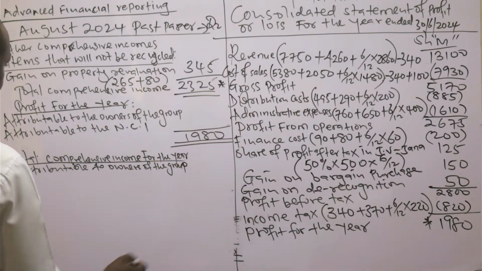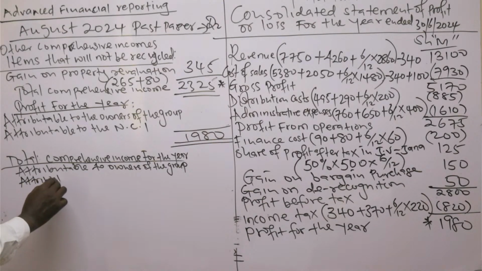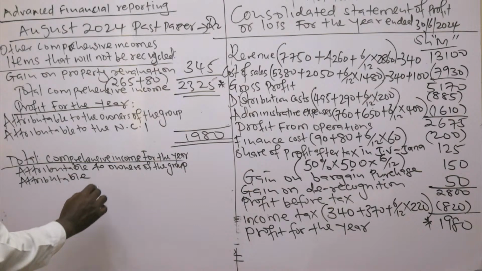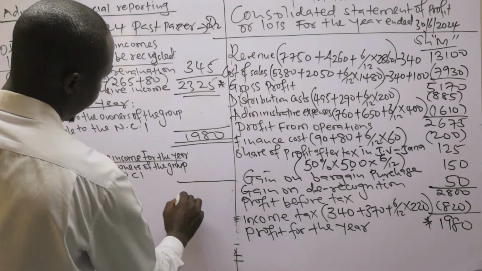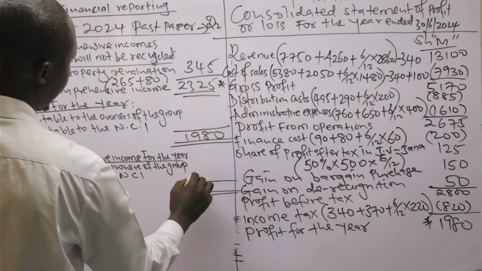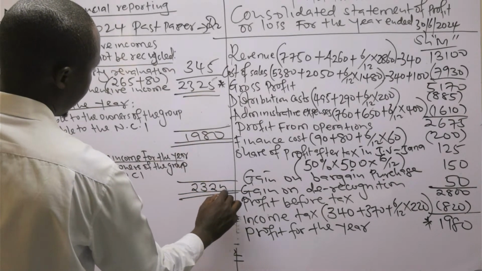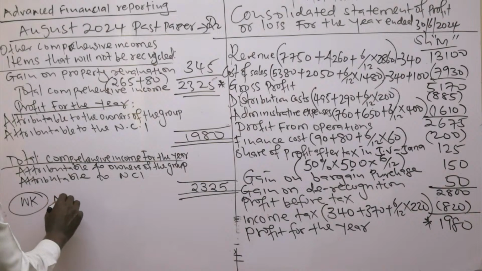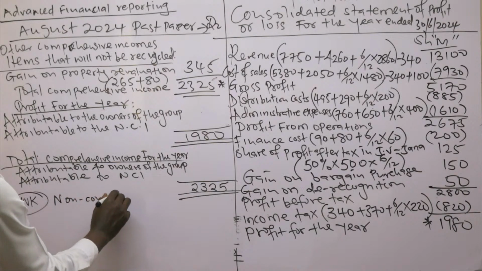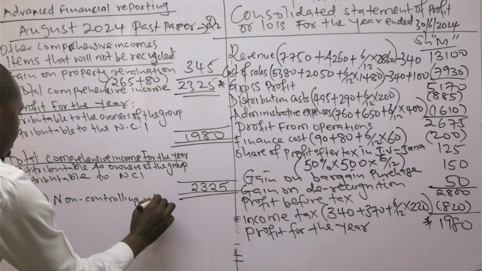To owners of the group, that is the parent, and attributable to the NCI. I will also share the value 2325. So I can do a working here, a working only for the non-controlling interest.